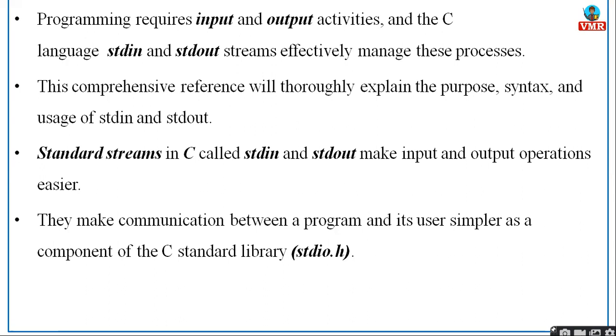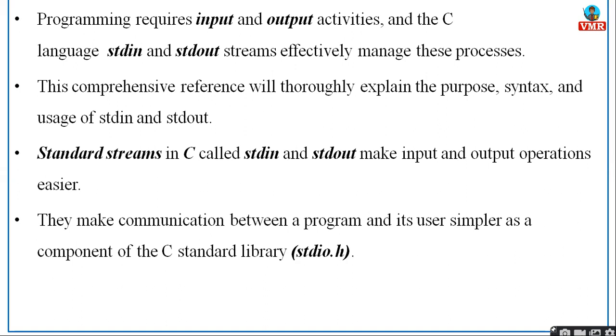Programming requires input and output activities, and the C language has stdin and stdout streams to effectively manage these processes. stdin is used for taking input. The stdout stream is used for printing output onto your monitor. This comprehensive reference will thoroughly explain the purpose, syntax, and usage of stdout. The standard streams in C, called stdin and stdout, make input and output operations easier.